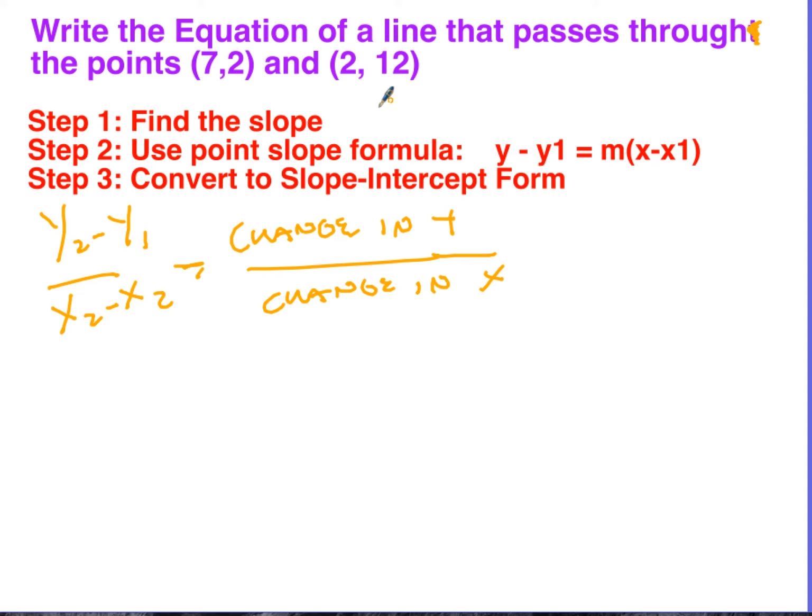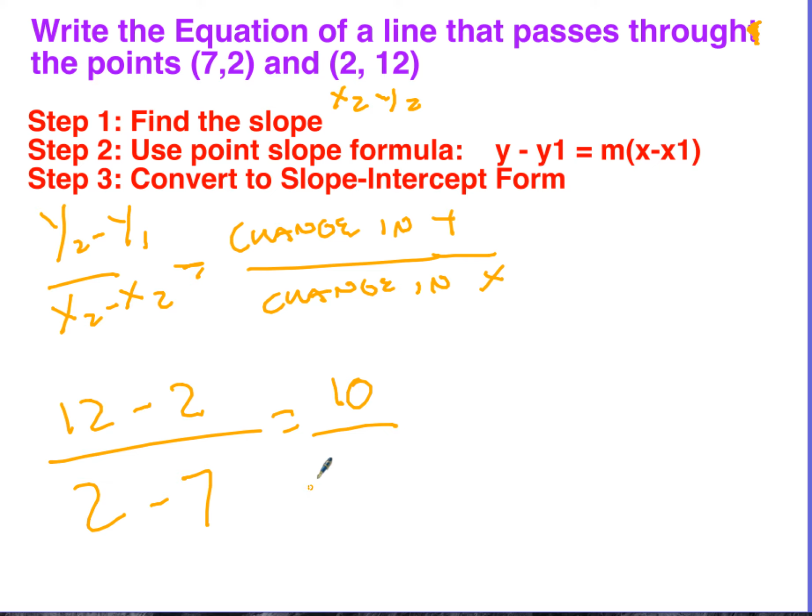So I can call this my second point right here. So here's my y2 and here's my x2. I'm just plugging those in for these two values, 12 and 2. Okay, and I'm subtracting my other point. So I'm subtracting y1, which is 2, and I'm subtracting x1, which is 7. Okay, 12 minus 2 is 10. 2 minus 7 is negative 5. See if I can simplify this fraction, and I can, to negative 2. So I just figured out what my slope is. Okay, so I have a slope of negative 2.